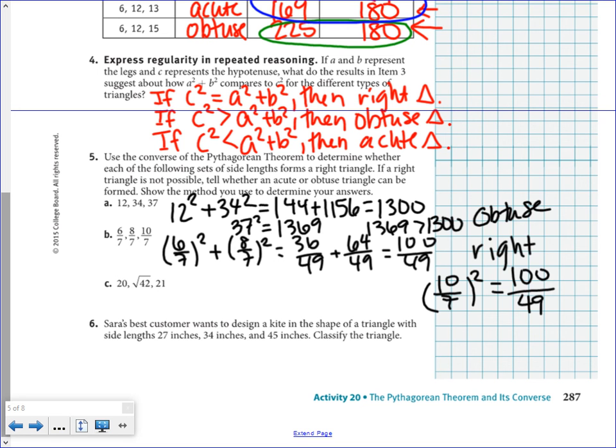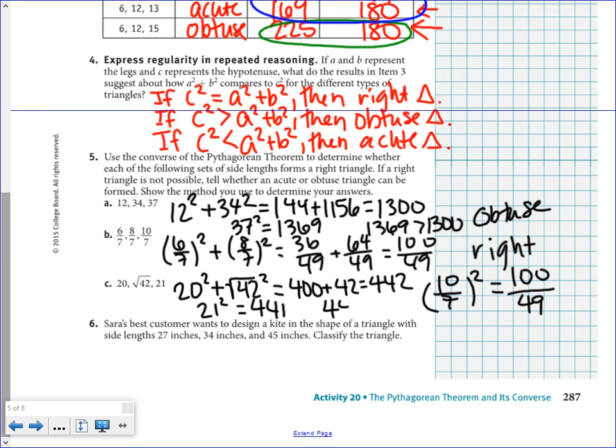Looking at C, 20 squared plus square root of 42 squared is 400 plus the square root of 42 squared, which is 42. So you have 442. Then 21 squared is 441. And so our C squared is less than our A squared plus B squared. So that means we have an acute triangle. Even though these are only one number off, it's not exactly the same. So it is not a right triangle.